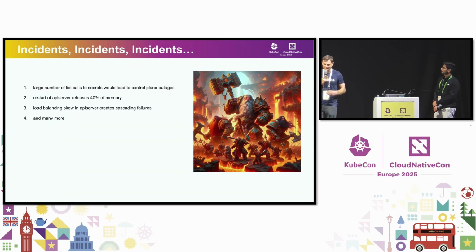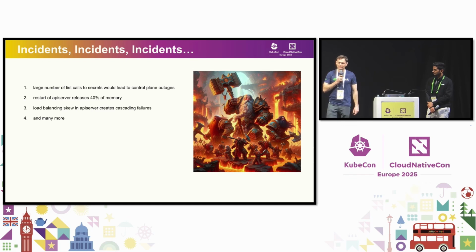Not exactly. I like this title, Incidents, Incidents, Incidents. So there's a few things that went wrong. We're going to talk about 3 of them. I'm going to talk about the first one. The first big thing we encountered: a large number of list calls to secrets would lead to control plane outages. And these aren't ordinary secrets, let me tell you.